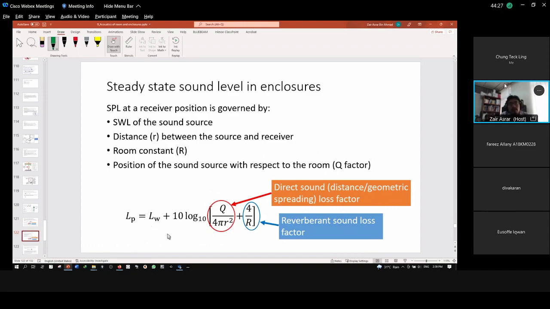Another way to look at this is that this term represents the geometric spreading of the sound source, how the sound is spreading. And this 4 over R represents the absorption or the different sound loss factor of that particular room.